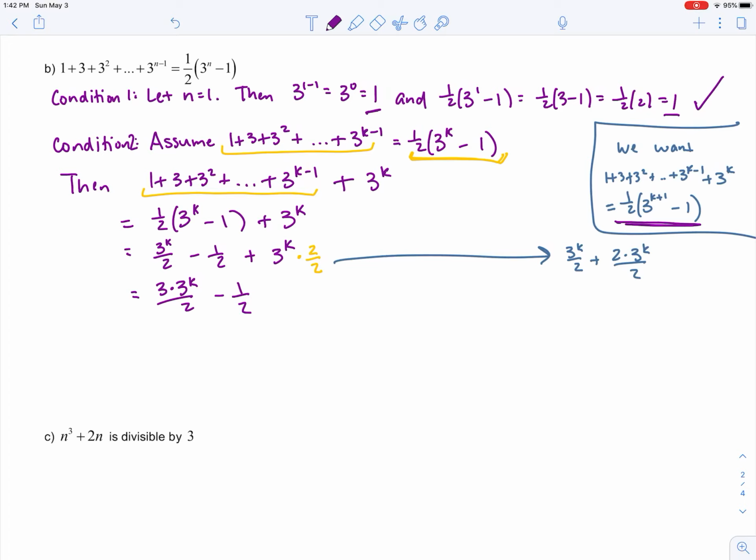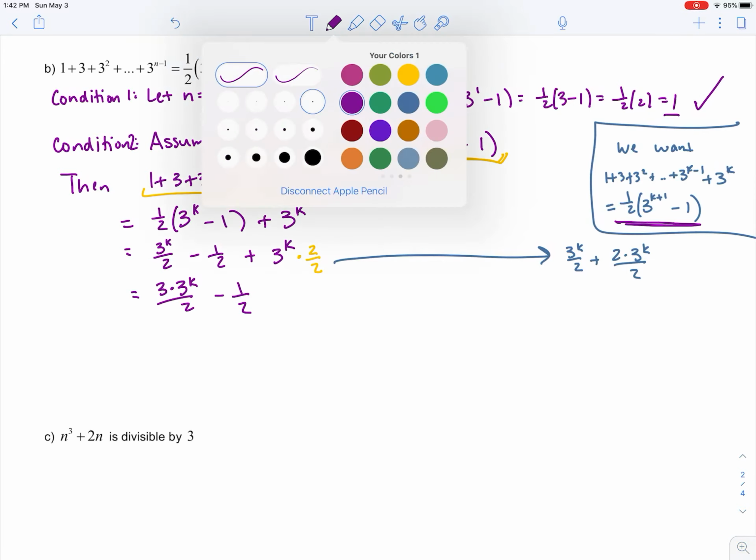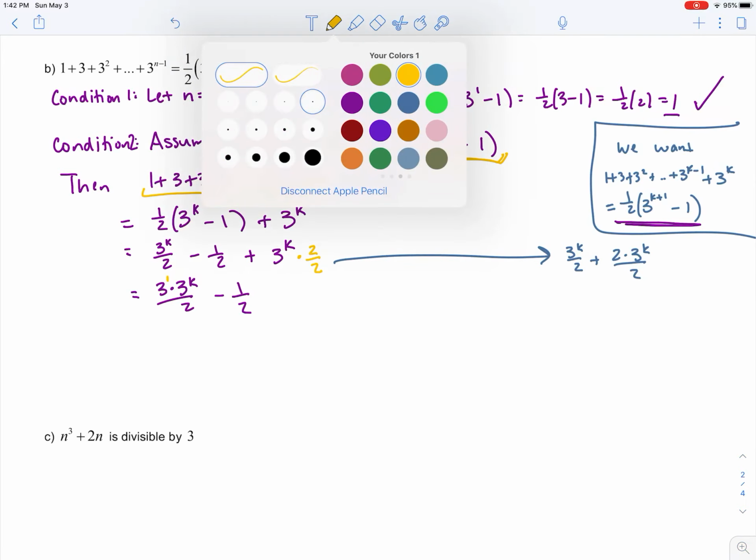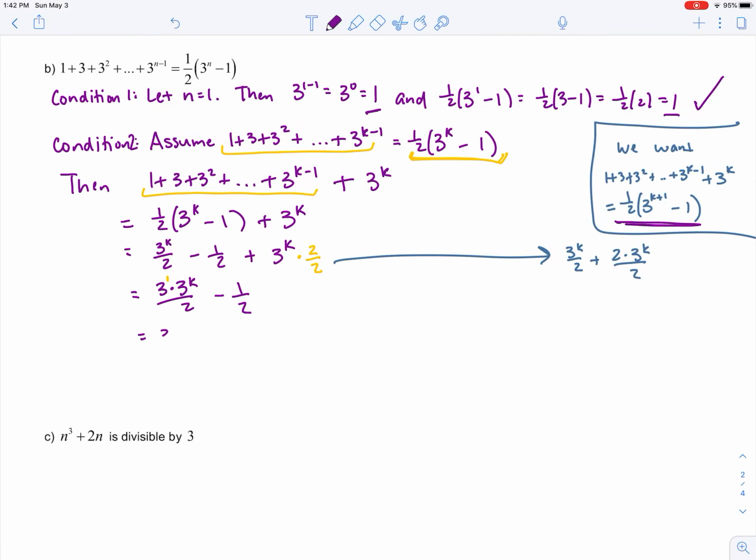Okay, so notice that in that first fraction, 3 times 3 to the k over 2, the bases are the same, so I can add the exponents. I didn't write it, but 3 is 3 to the first power. So add the exponents together, k plus 1. There we go. That's just using the laws of exponents. So it looks like I'm super close.